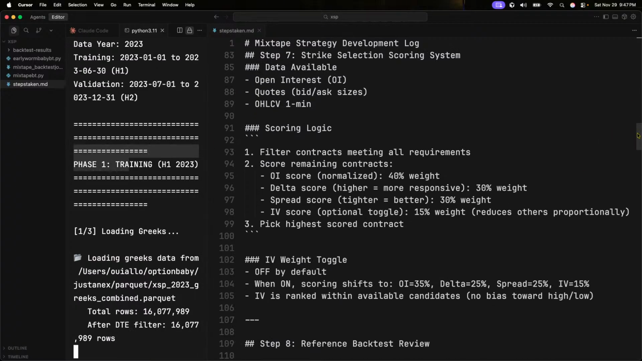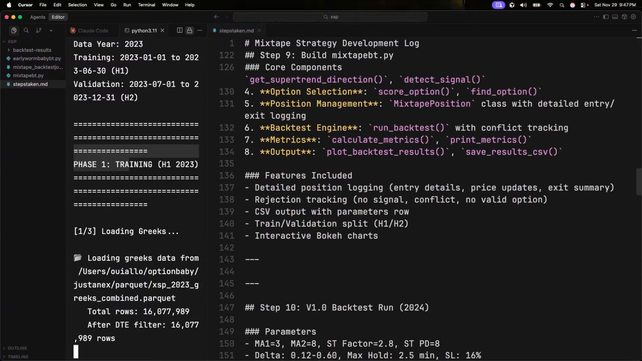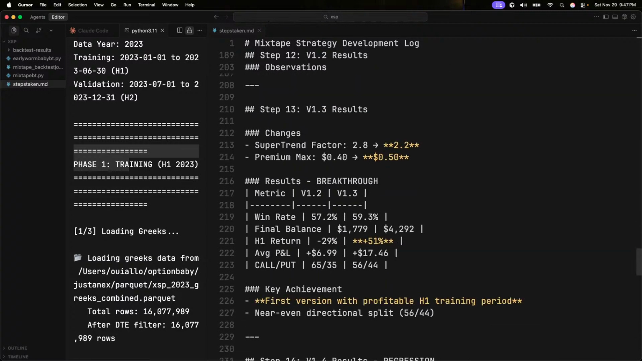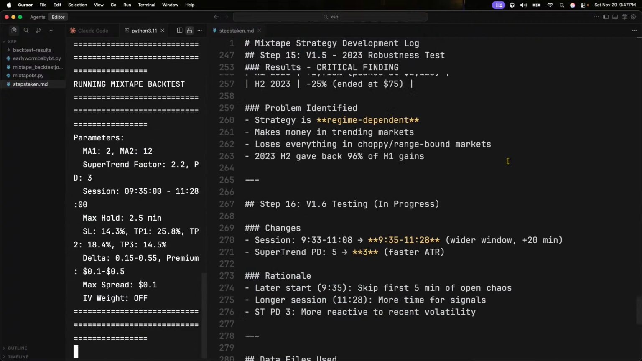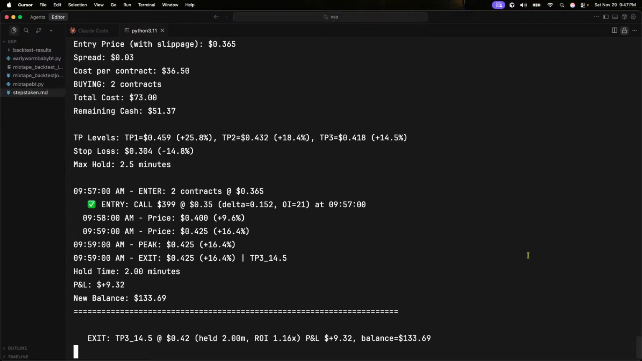Okay, I'm going to be a little bit quicker, so just keep up with me. Then we built the backtest, and then version 1, version 2, version 3, version 4. And now here's where we are. All right, let me shut up. The backtest is running, so let's see what's going to happen.